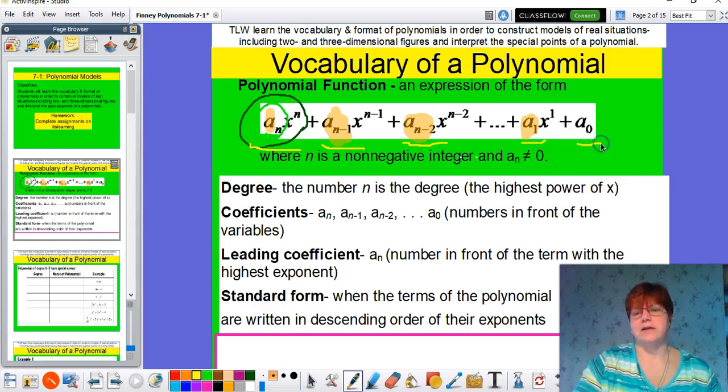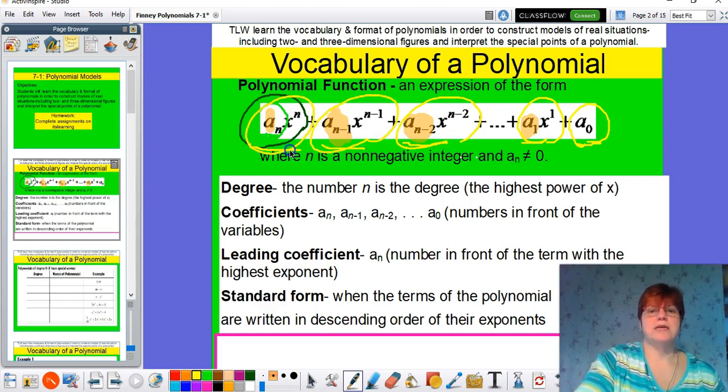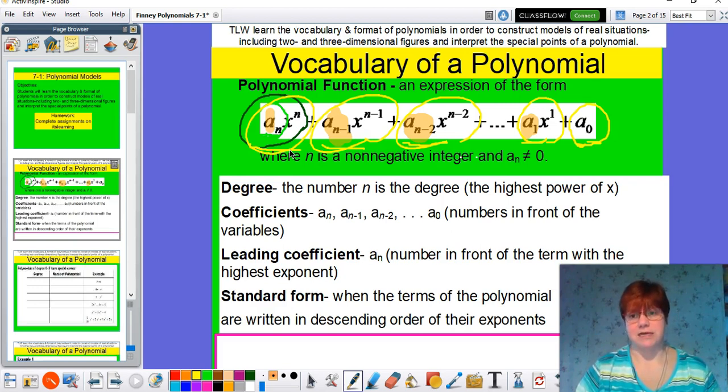And then this would be our last term. The terms are what's being added or subtracted. Those are the terms. So we count the number of things between the plus signs. And those numbers between the plus signs are our terms. So we identify by terms, and we also identify by degree. So we look at the exponents and we decide which one is the highest exponent, and then we use that from there. So let's take a look.